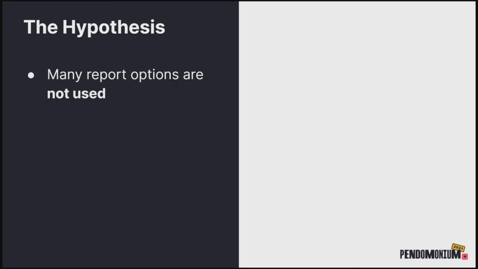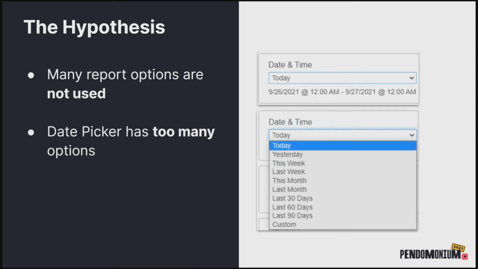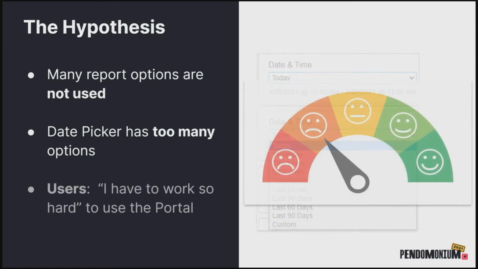So again, as we're building our new one and looking at our old customer portals, it was obvious to us that we have too many options in our reports and in our searches. Specifically, this is a date picker that we have in one of our old systems. And our hypothesis was there are too many options here, and they're probably not used. And we've also had customers tell us things. This is a quote that I tell my development teams all the time. I have to work so hard using the portal.